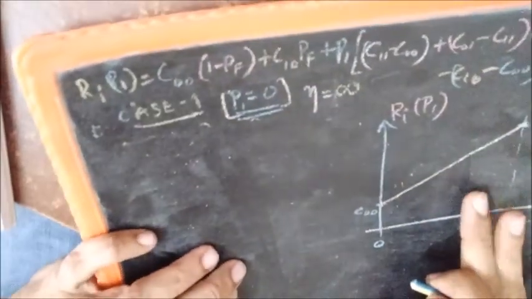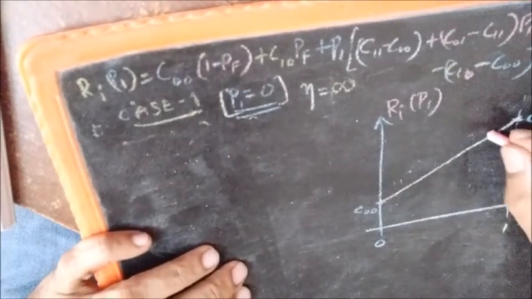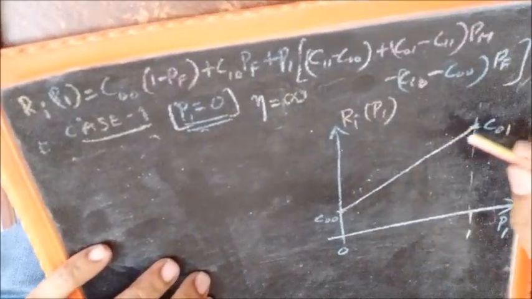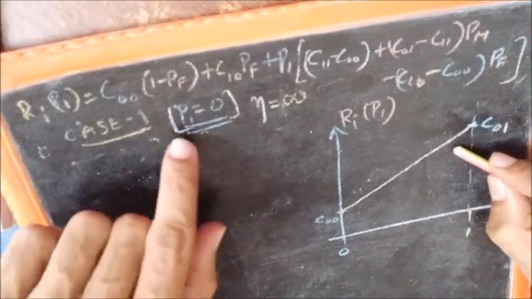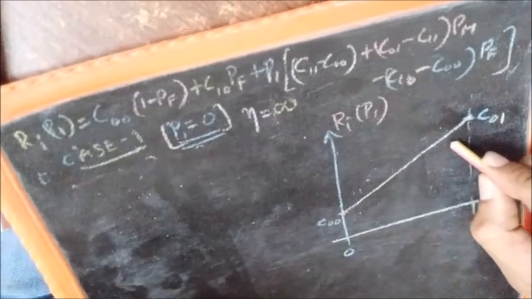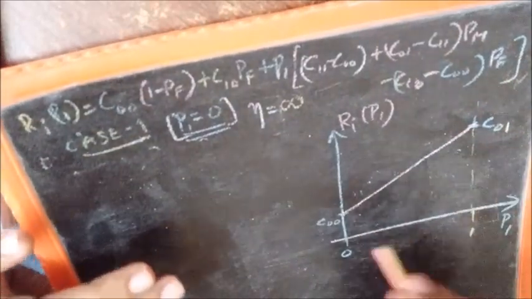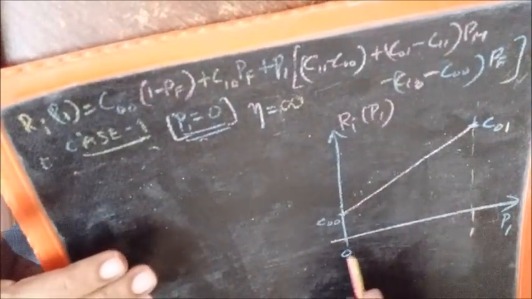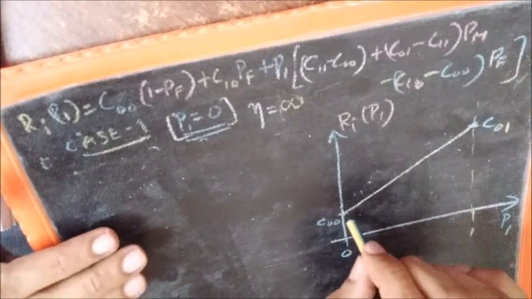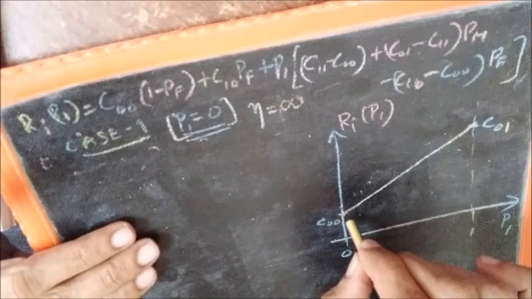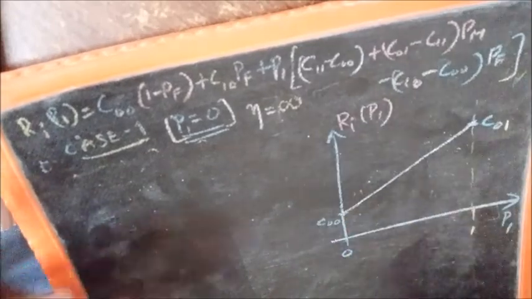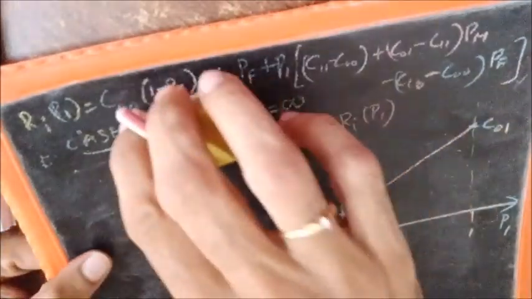So understand this figure clearly. This variation is for case 1, and case 1 refers to a situation where we have assumed P1 as 0 and set the threshold, and the actual P1 varies from 0 to 1. Actual P1 can be anything from 0 to 1. The minimum risk you are going to incur is C00, and the maximum risk is C01.